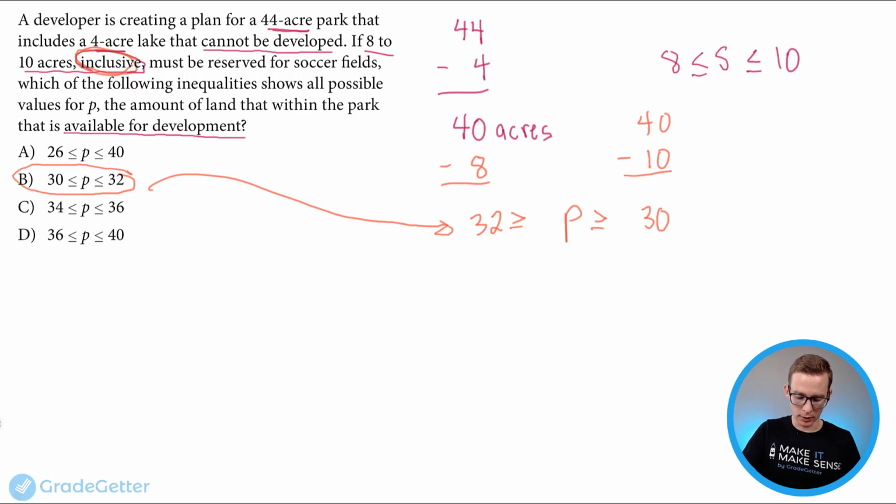It's just that our inequality signs are different. So if I was to rewrite this, I could write it like greater than or equal to 30, less than or equal to 32. So this is our answer for this question.